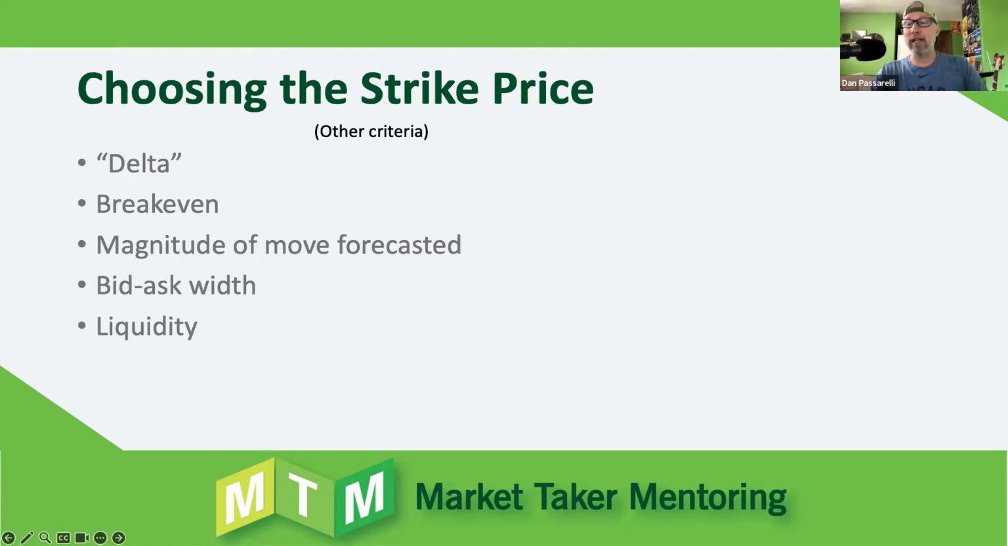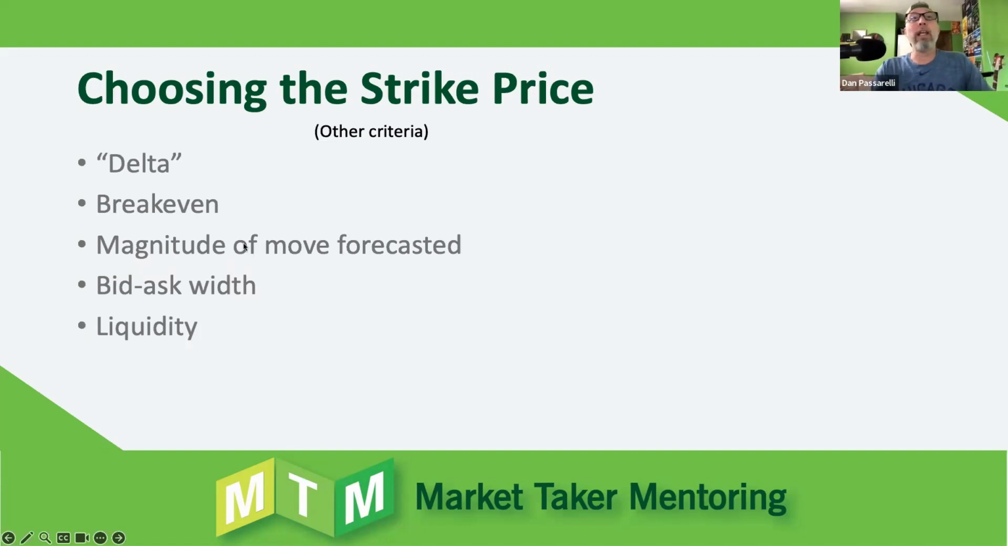Now, do we have to have the exact delta number? If you don't have access to that information, that's okay. Just use the rules of thumb. Out of the money options have small deltas. They move just a little bit. If the stock moves up a dollar, those out of the money options might move up 20 or 30 cents. In the money options have much bigger deltas, above 50%. The stock moves up a dollar, and an in the money option might move up 70 or 80 cents.